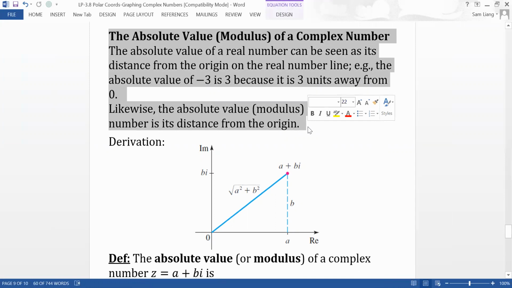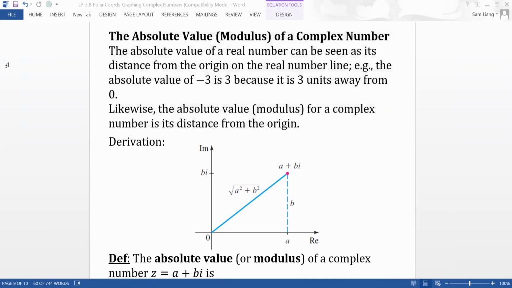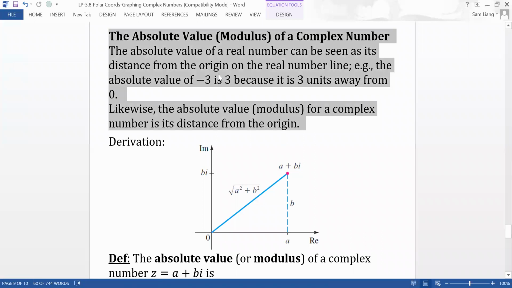Sure. The absolute value modulus of a complex number. The absolute value of a real number can be seen as its distance from the origin on the real number line. For example, the absolute value of -3 is 3 because it is 3 units away from 0. Likewise, the absolute value modulus for a complex number is its distance from the origin.